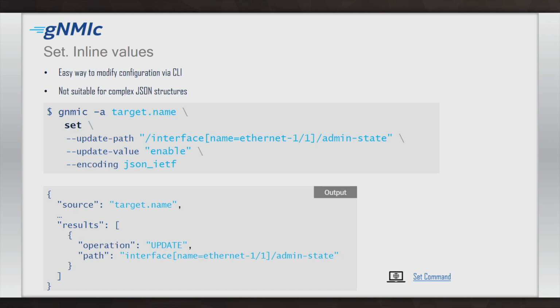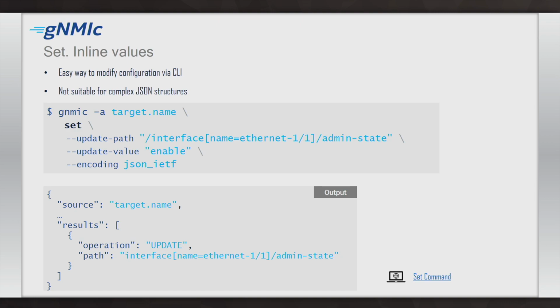So here's an example of a set request. You can use update path and update value to create the update object or message that we saw in the previous slide. And here you have to specify the encoding that tells how that value needs to be encoded, or what kind of typed value needs to be used when sending the update value to the router. The response looks like a list of results, so which operation type, update, delete, or replace, and then which path was changed.